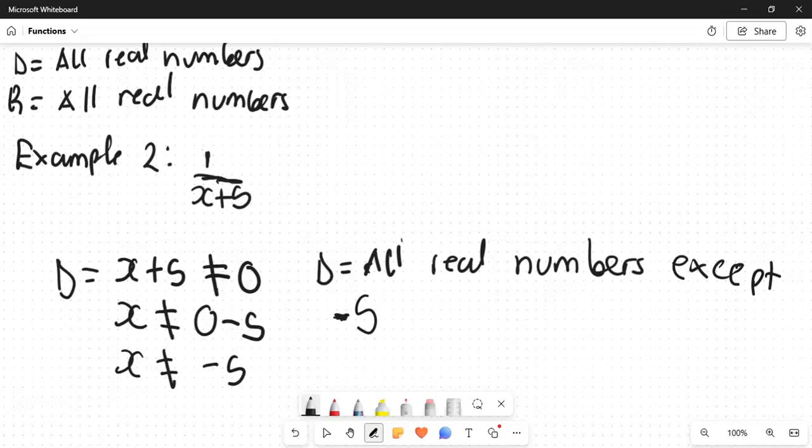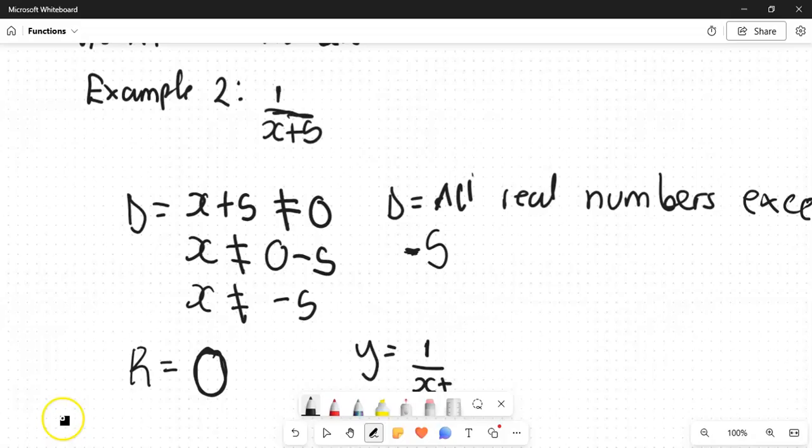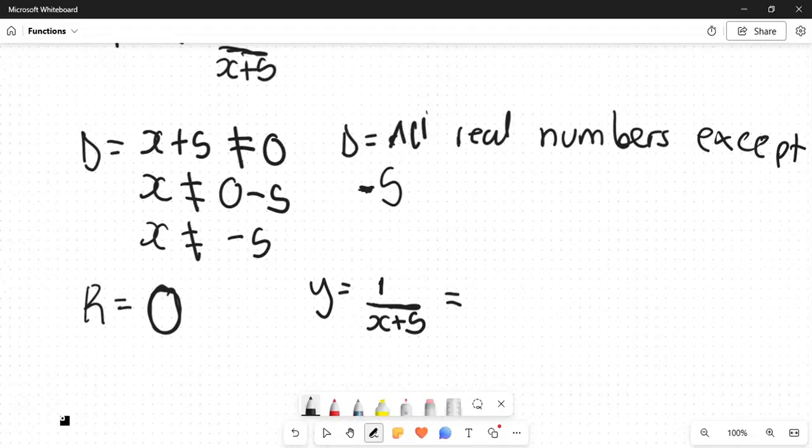If we're told to find the range here, it is 0, because we cannot find any other value to plug into x to give the final answer. So the range here is 0. We swap the equation right here, it still won't have any value to plug in, so y is equal to 0 as the range.